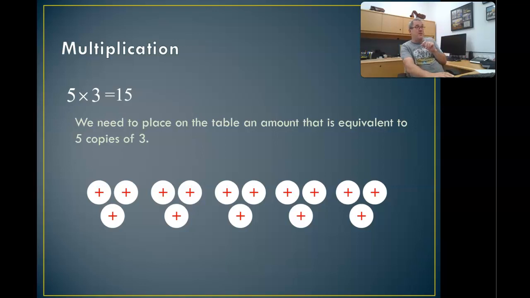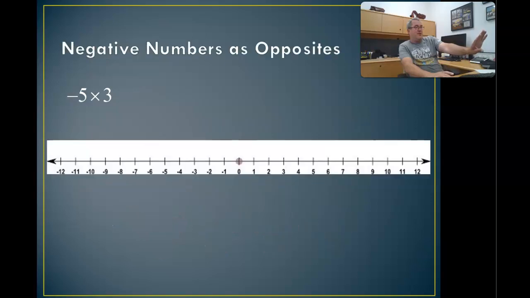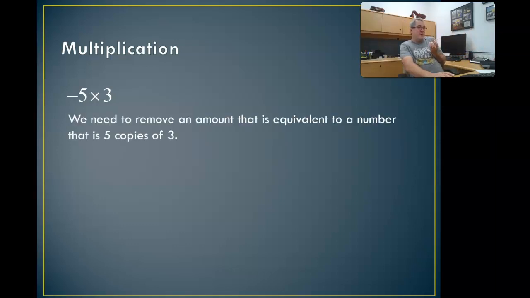And another way of thinking would be this. With 5 times 3, I said we needed to create on the table an amount that's equivalent to 5 copies of 3. What if we interpreted this to say we need to do the opposite of creating 5 copies of 3? We need to remove 5 copies of 3. So 2 ways to think about this.